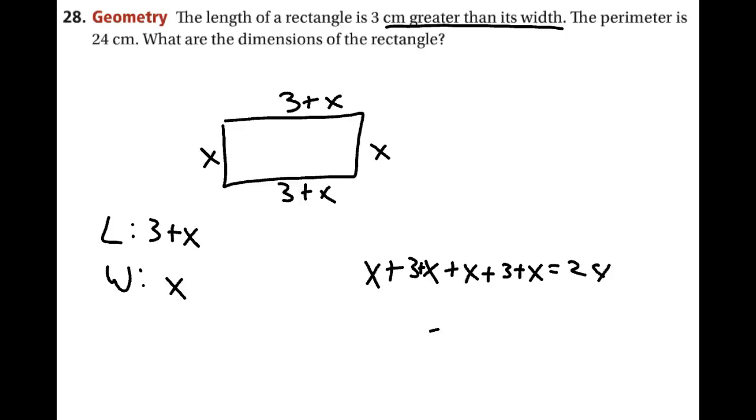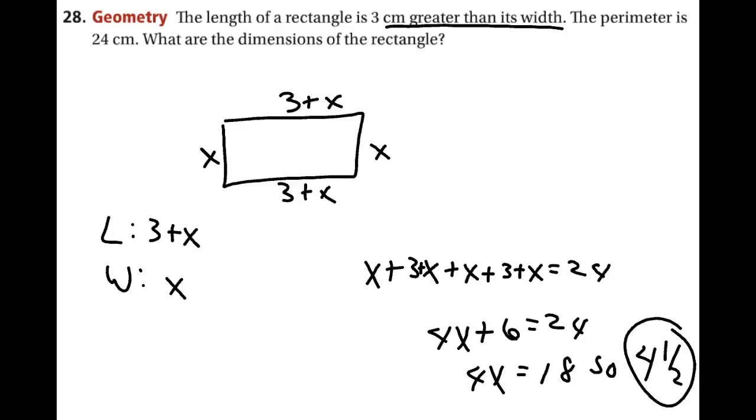So if I add like terms here, I get 4x plus 6. Subtract over the 6, I get 4x equals 18. So x is 18 over 4. 18 over 4 is 9 over 2, which is 4.5. And x stood for my width, so that's 4.5. Length is 3 more than that. That's 7.5. That'd be my dimensions.